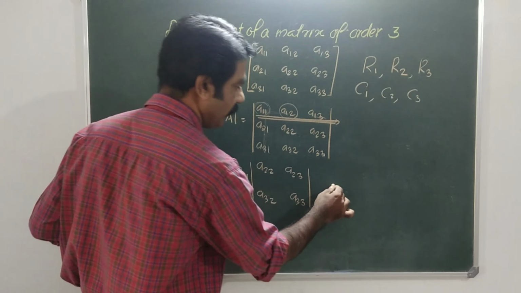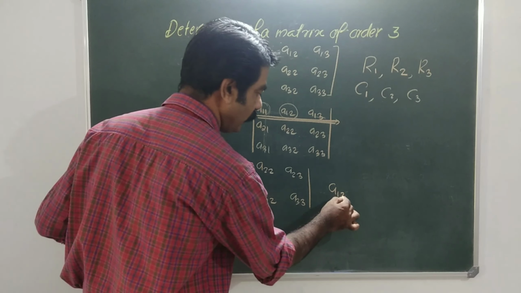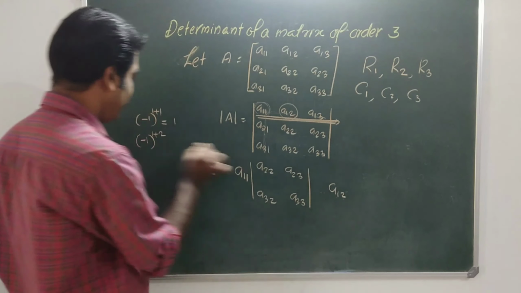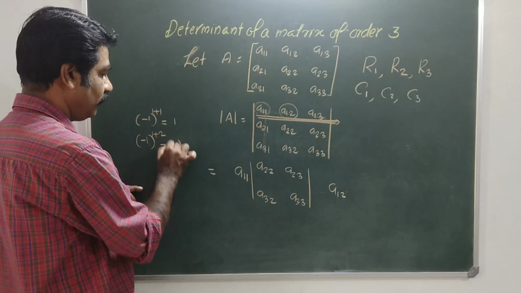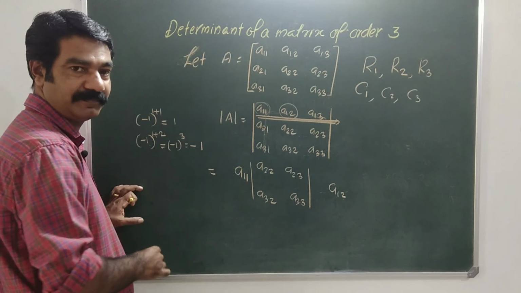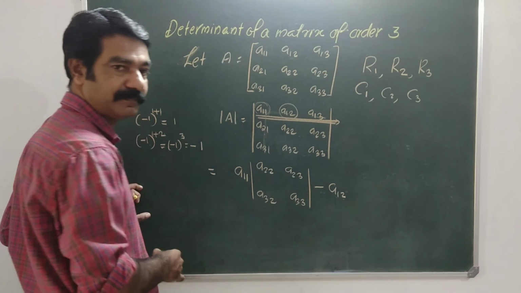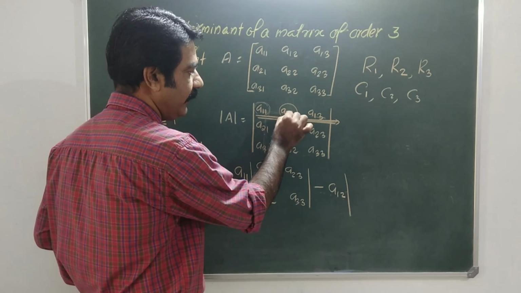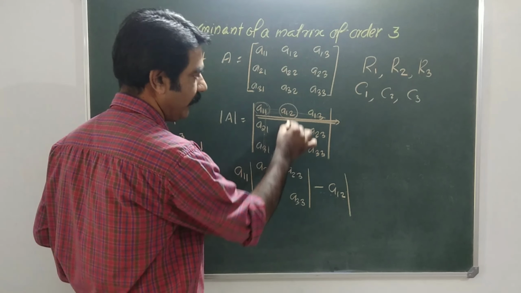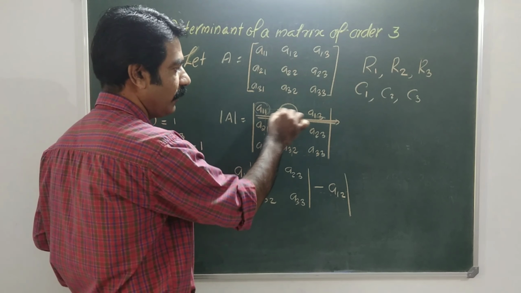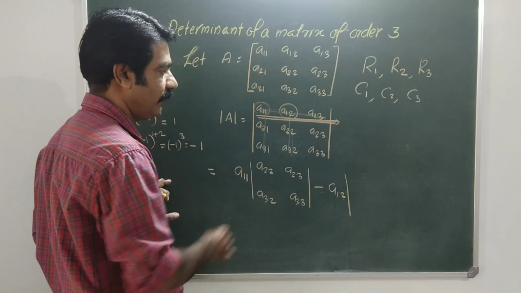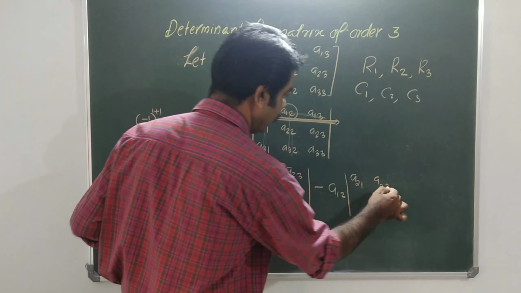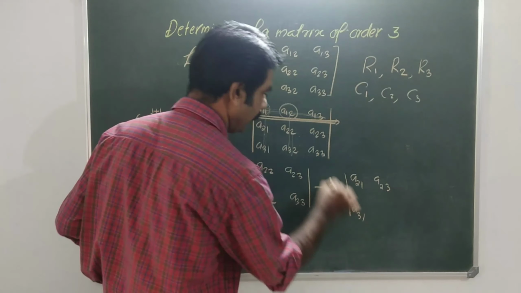Next is the second element, A12. Here it is minus 1 raised to 1 plus 2, which is minus 1 raised to 3. The answer is negative 1. So the sign is negative, minus. So A12 into the determinant after deleting the first row and second column, the row and column in which A12 lies. The remaining entries are A21, A23, A31 and A33.